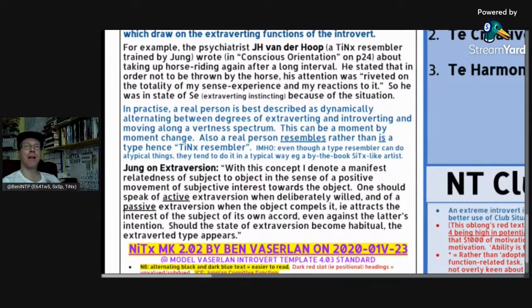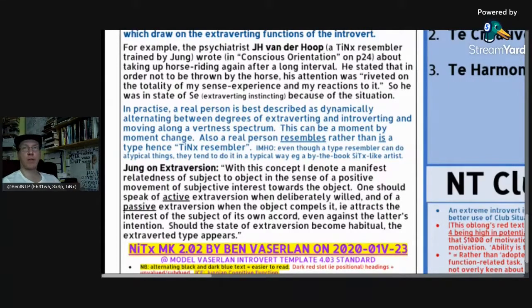So he was in a state of SE, extroverting, sensory instincting because of the situation. In practice, a real person is best described as dynamically alternating between degrees of extroverting and introverting and moving along a vertness spectrum. This can be a moment-by-moment change. Also, a real person resembles rather than is a type, hence TI and X resembler. In my humble opinion, even though a type resembler can do atypical things, they tend to do it in a typical way, e.g. a by-the-book SITX-like artist.